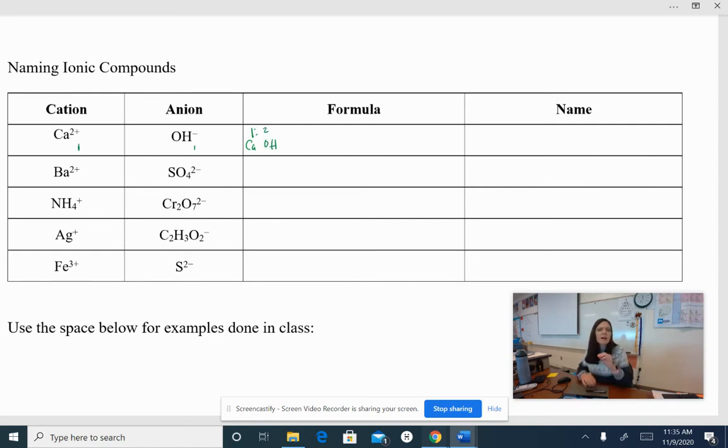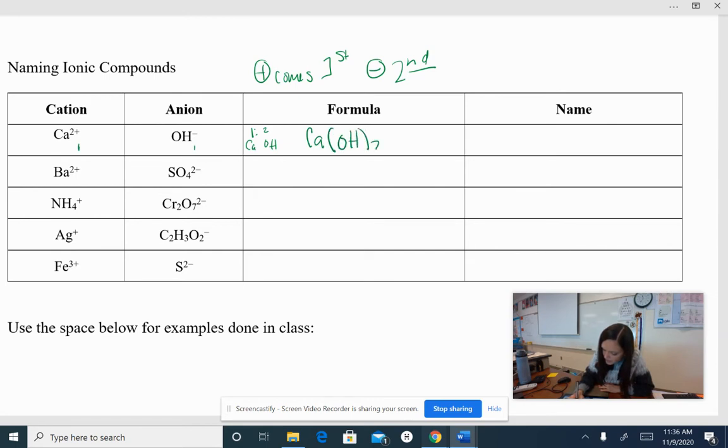Now remember, how do we multiply a group? We have to put parentheses around that group. Remember also that the positive ion always comes first, and the negative ion always comes second. So we want to write the positive ion first, and we need 1 of them. And then we need to group our hydroxides with parentheses to show that we're multiplying it by 2.